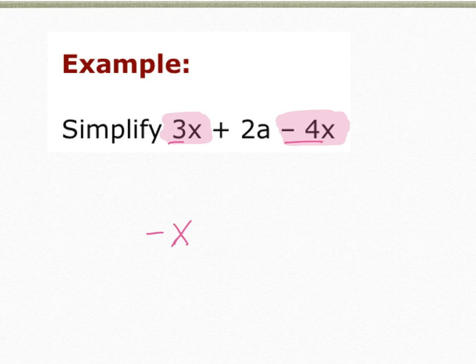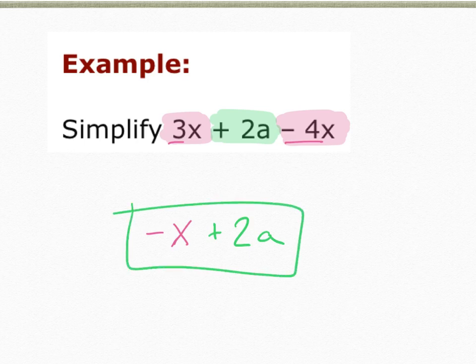And then next, we have a plus 2a. What do we do with the plus 2a? We just keep it. We just write it right after our minus x. So we would just write plus 2a. So simplifying this, we get -x plus 2a.